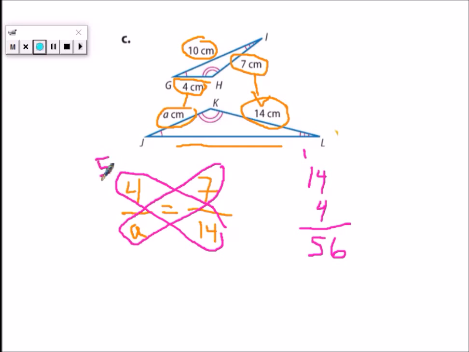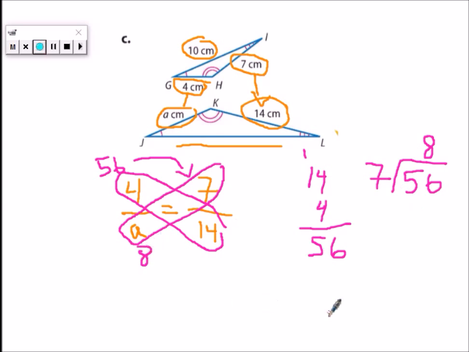Okay. Just like any other proportion, you multiply across, you divide by that third number. Okay. So 56 divided by 7. Okay. Hopefully you're good with your multiplication facts, and you're asking yourself right here, what times 7 gives me 56? And you have it, it's 8. 8 times 7 is 56. So A equals 8. Okay.